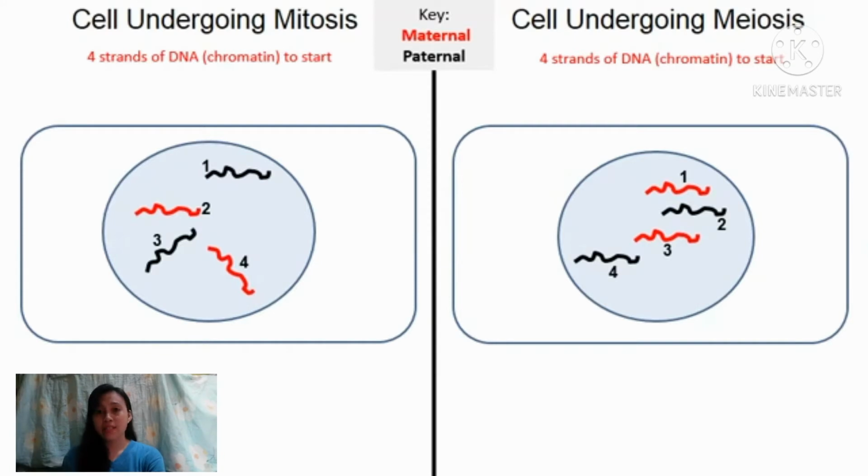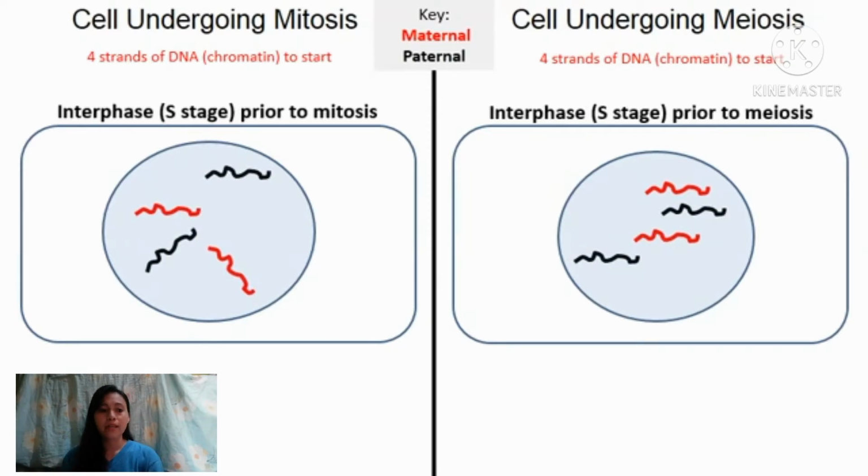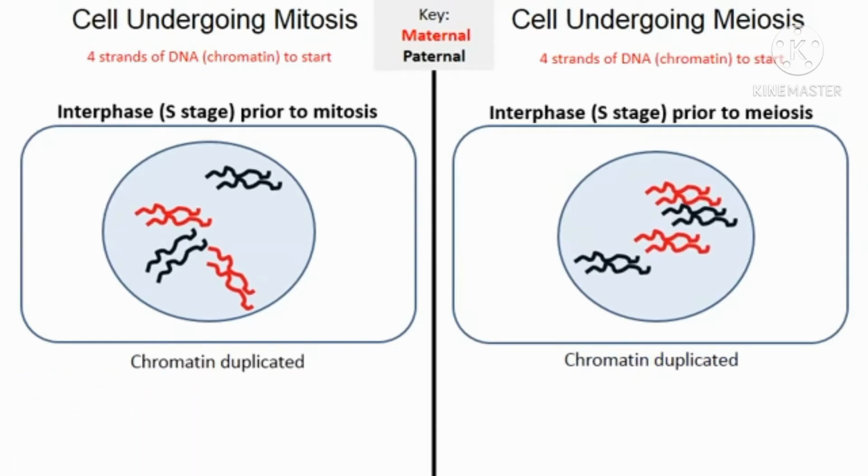So here we have the cell on the left at the stage of interphase, so this is prior to mitosis. Now what happened here is the chromatin is duplicated, from four strands to become eight. And on the right side, the same thing: the chromatin is duplicated. So far, you really can't tell the difference between the two processes.